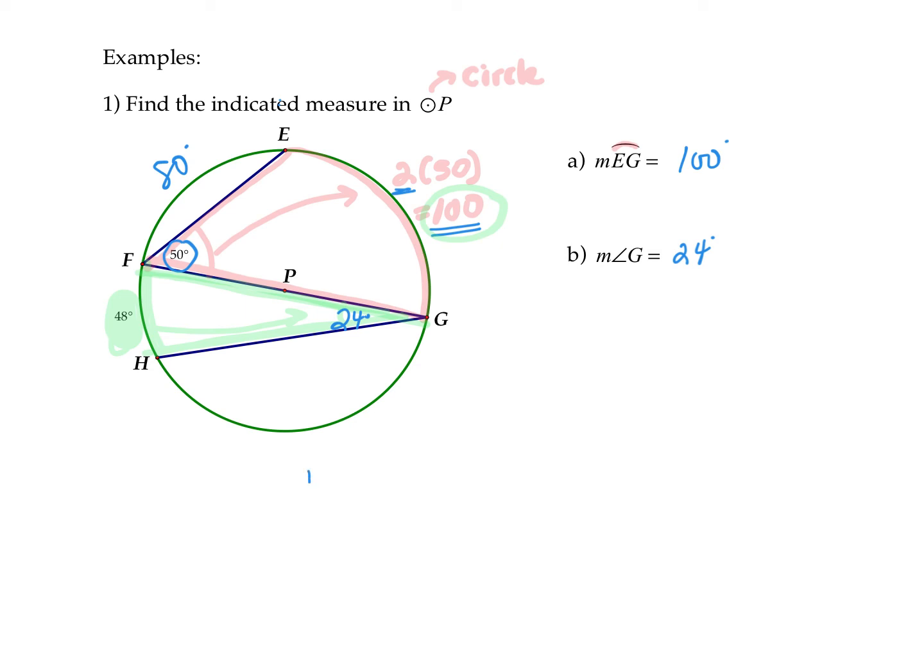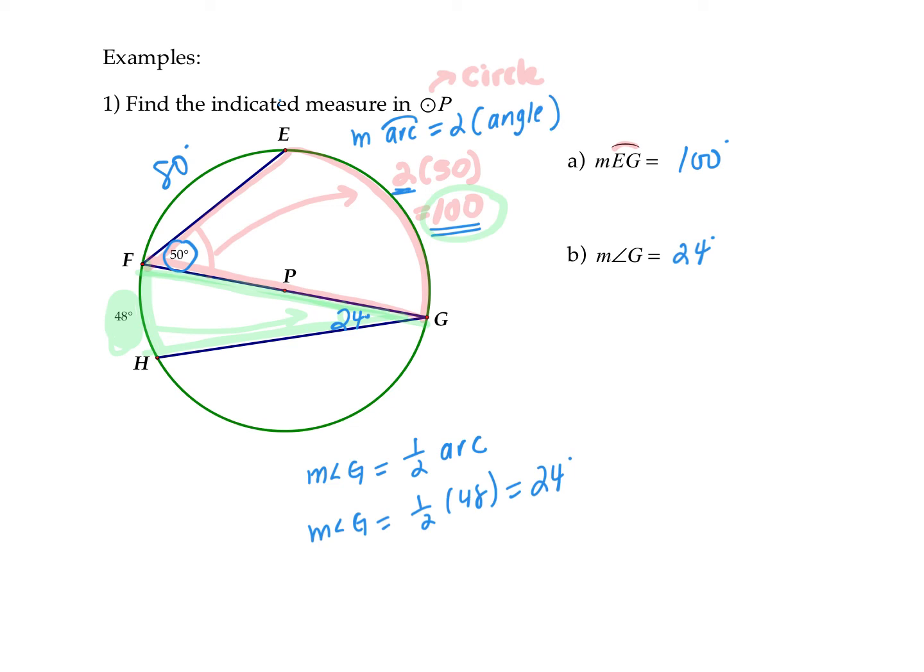So the angle equals 1/2 the arc. All right, so the measure of angle G is equal to 1/2 of 48, which is how I arrived at 24 degrees. Again, the measure of the arc equals 2 times the measure of the inscribed angle. All right, let's check out what's next.